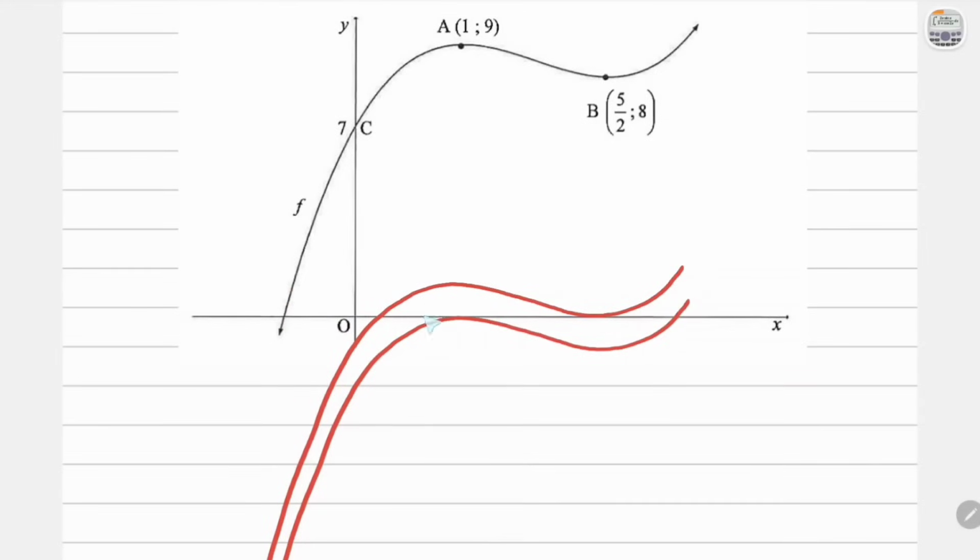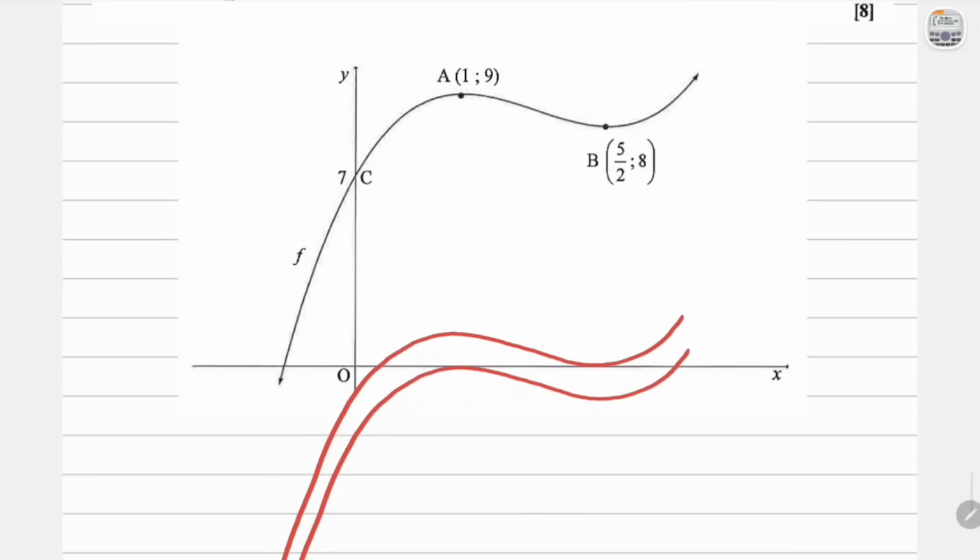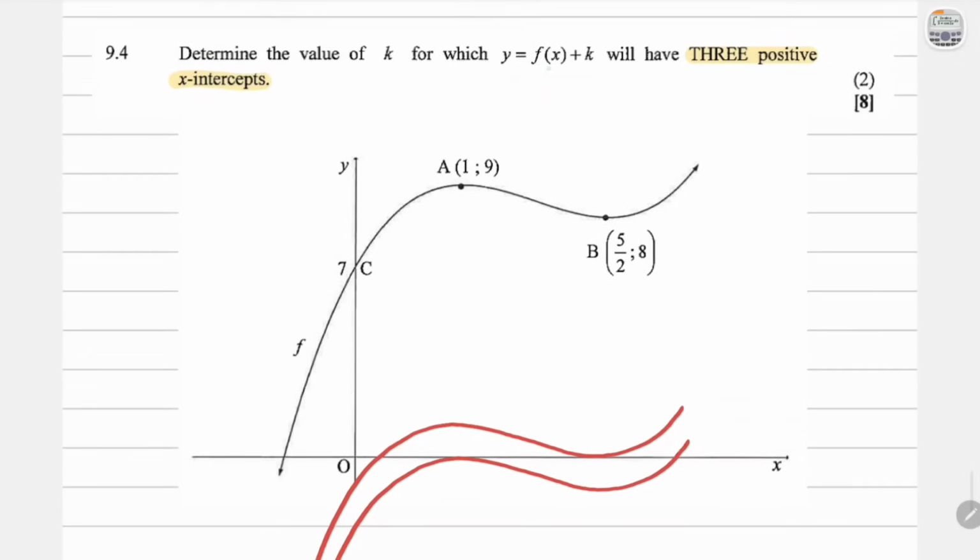So if it is anywhere in between here, then it is perfectly fine, and then it has 3 x-intercepts. So let's find out how we would find this. Remember that they say f of x plus k. So plus, but we can see that we need to move this graph down. So k needs to be negative. We'll keep that in mind.